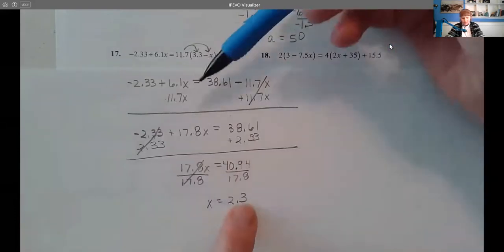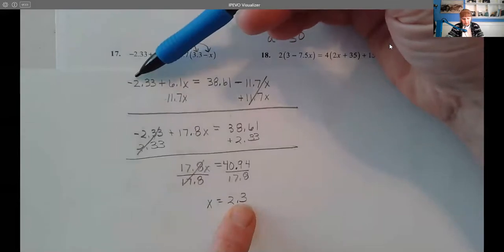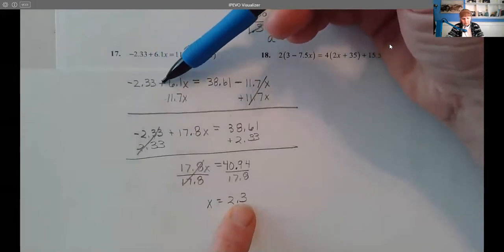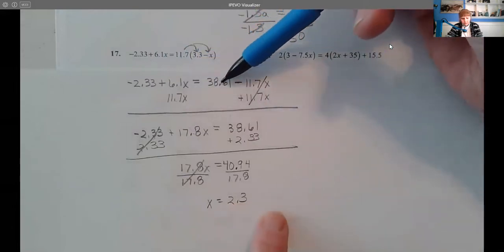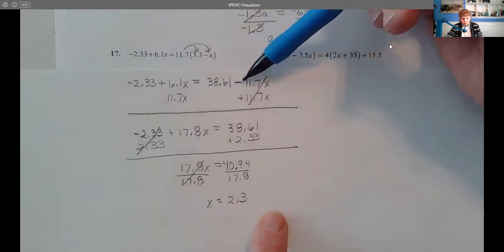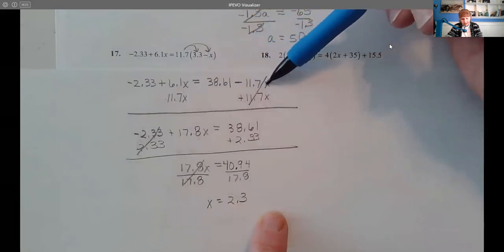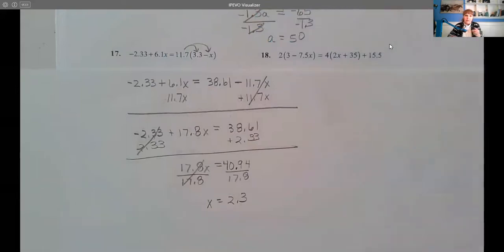And again, you could put in your calculator a negative 2.33 plus 6.1 times 2.3. And then take 38.61 and subtract 11.7 times 2.3, and you'll get the same number. That's how you can check it.